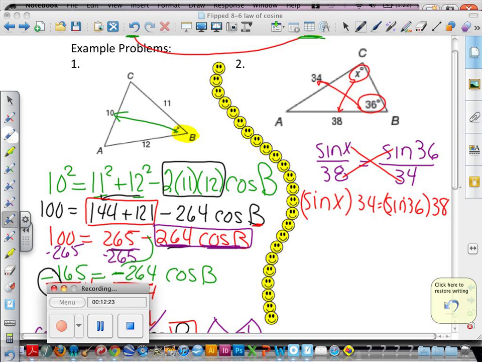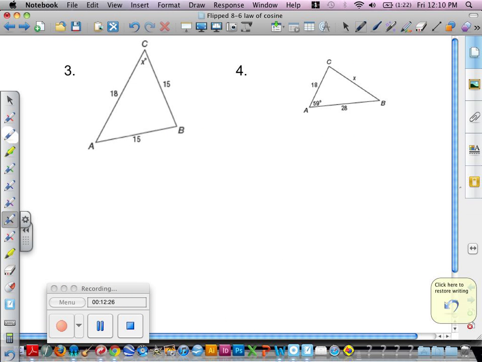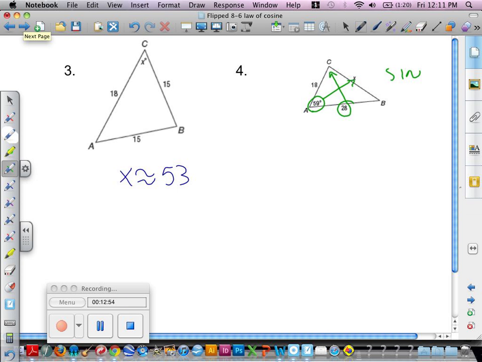Okay, let's move on to our next problem. Number 3, you can do that one on your own if you would like. It's 53 degrees. Number 4, we're looking at that and we're trying to decide law of sines, law of cosines, or right triangle trigonometry. There's no right angle, so right triangle trigonometry is not a choice. I don't have an angle and a side opposite relationship for 2 of them. I've got 1, but I don't have 2. So sines is out. I'm going to have to do law of cosines.